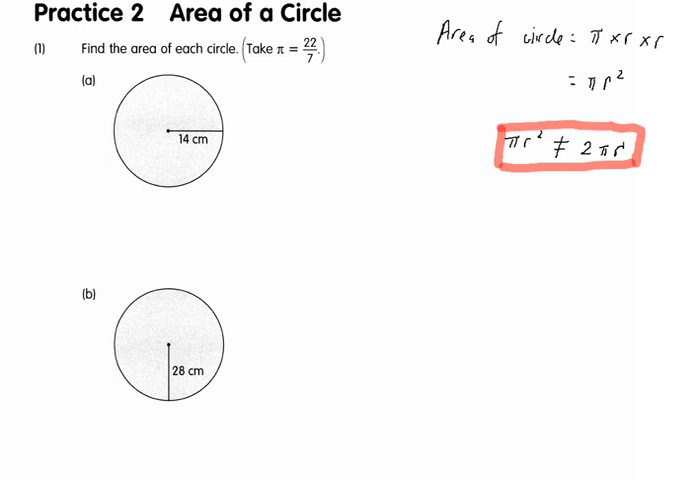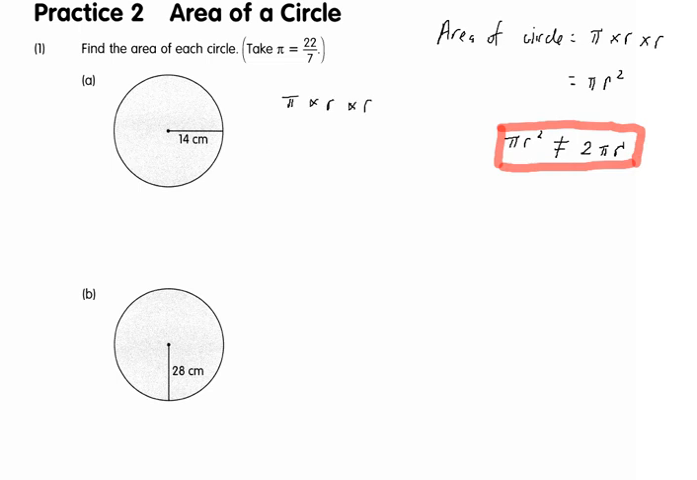Because let's say your r is 4. If I do 4 square, what do I get? 16, right? But is 16 equal to 2 times 4? No. I already explained to you all yesterday. Now, to find the area of each circle, we need to use the circle formula. So this is actually pi times r times r.